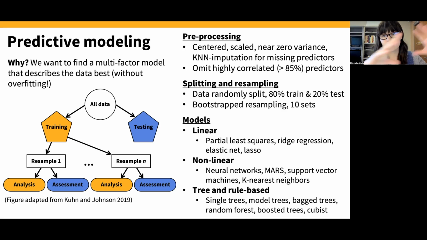the training set. So within the training set, we're using a bootstrapped resampling method to jumble up our tiny data set into different new data sets that we then train the model on and get a comprehensive look at which model is best. What we're doing is we're training an array of models, linear, nonlinear, and then also tree and rule-based models to find the model that predicts the response best.